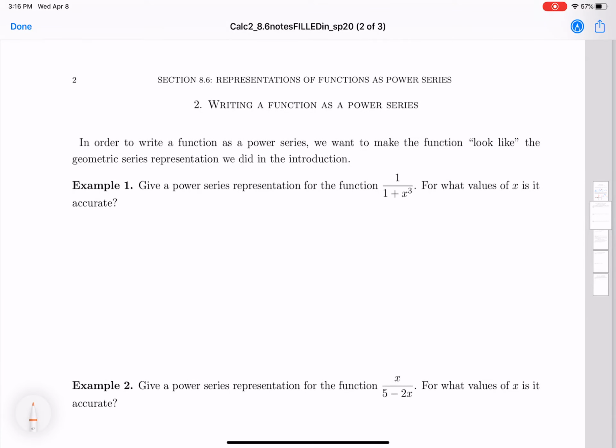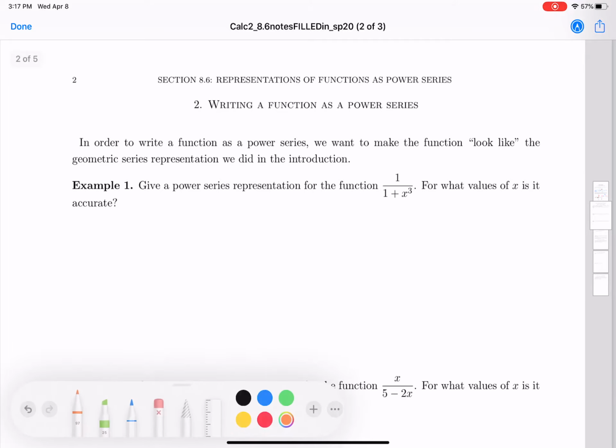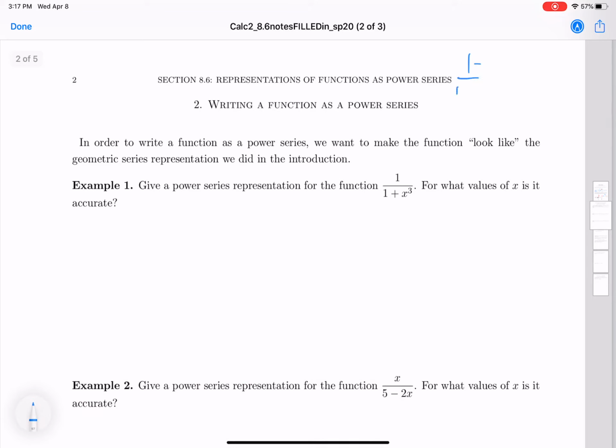So number two, writing a function as a power series. If I wanted to write a function as a power series, we need to really make the function look like something, a power series that we already know. And right now, the only power series that we know is that one I just gave you, that 1 over 1 minus x is equal to the sum of x to the n.